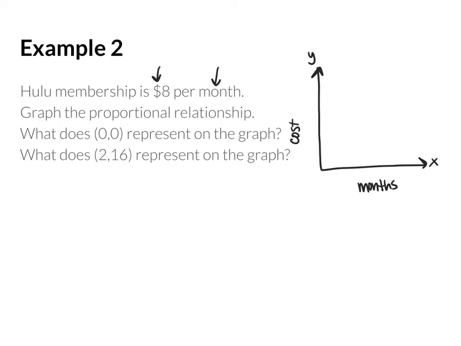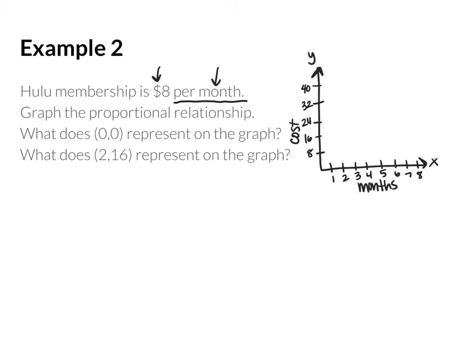much you pay. My problem already gave me my constant of proportionality or how much it is for one, my unit rate. So I can go ahead and mark my months in increments of 1. My cost, I'm going to look at what increment is changing so far. It's changing $8 per month. So although you could put this in increments of 2 or increments of 4, I could go ahead and choose to put this in increments of 8.